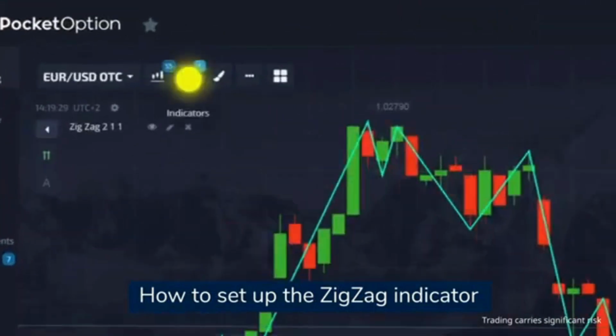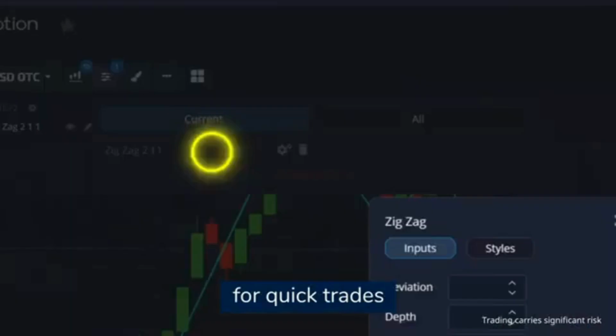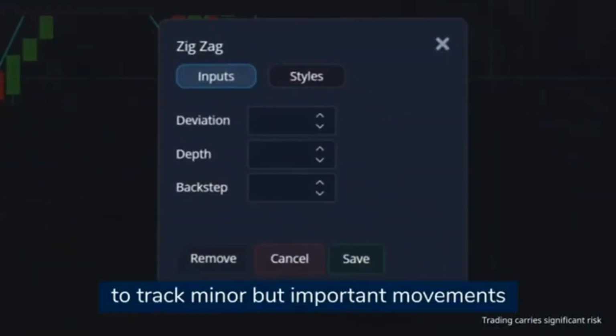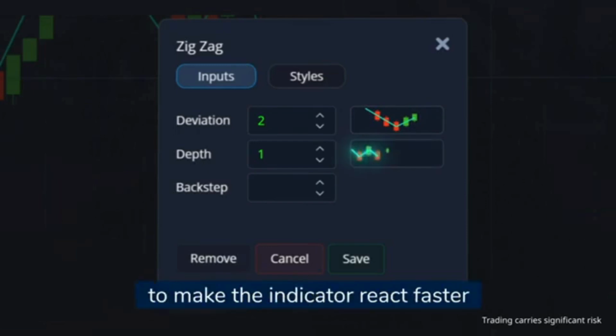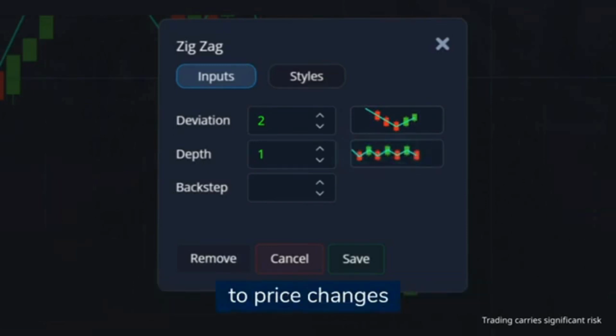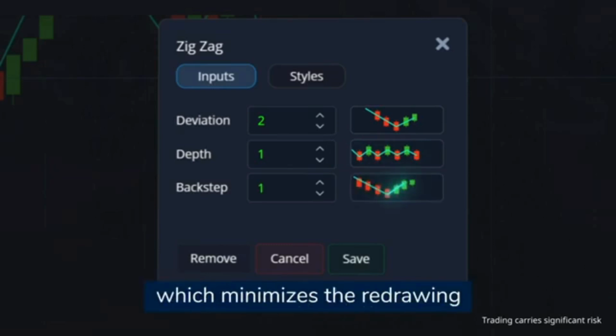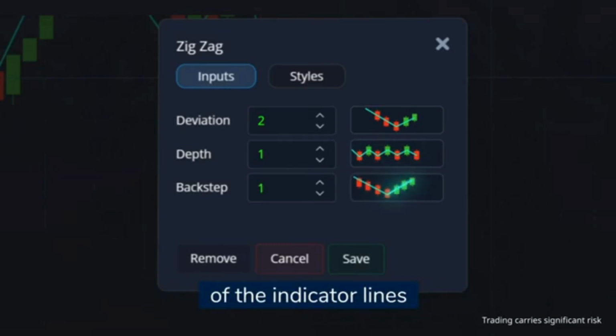How to set up the Zigzag indicator for quick trades. Set the deviation to 2 to track minor but important movements. Set the depth parameter to 1 to make the indicator react faster to price changes. The backstep parameter should be equal to 1, which minimizes the redrawing of the indicator lines.